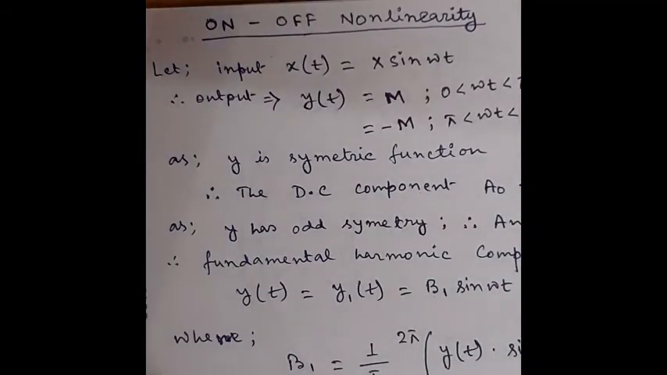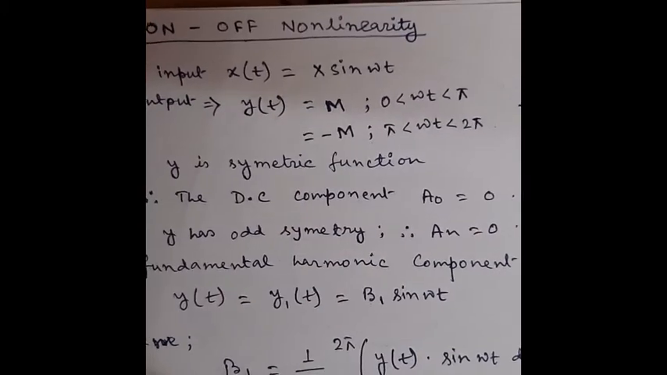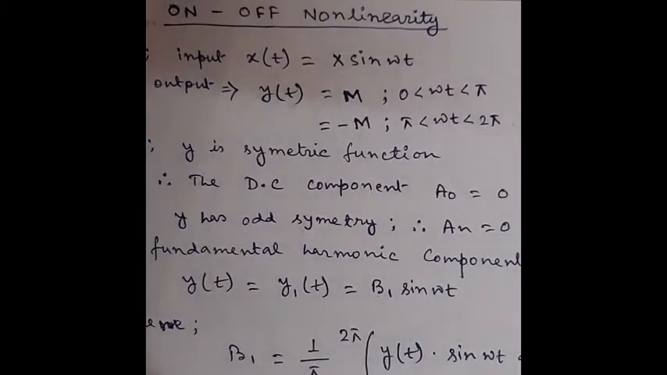So here is the derivation for that on-off nonlinear block. Let us assume the input x(t) is equal to X sine omega t. So we assume a sinusoidal input signal with magnitude X, and suppose we get the output Ym when the value of omega t lies from 0 to pi, and when omega t is from pi to 2 pi, the value of y(t), or the output, will be minus M.